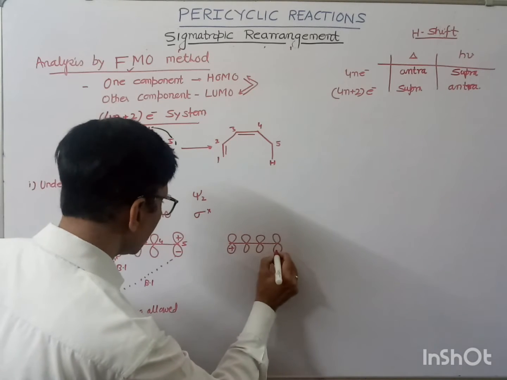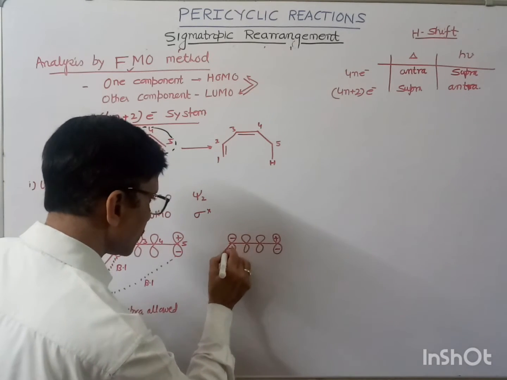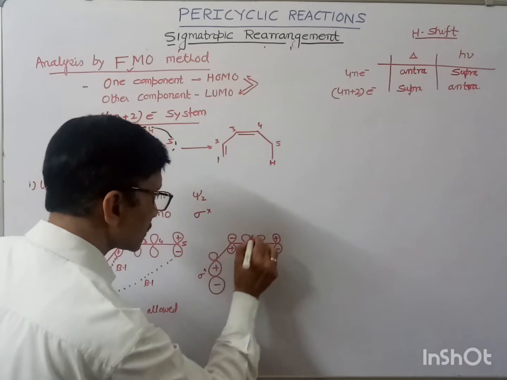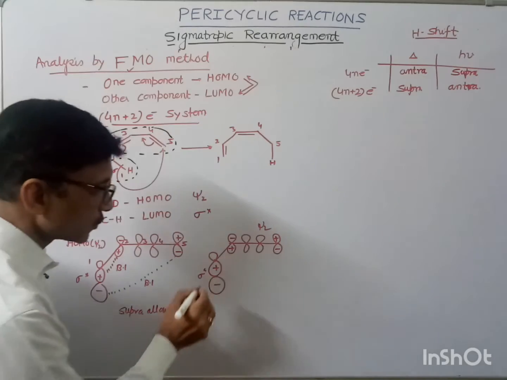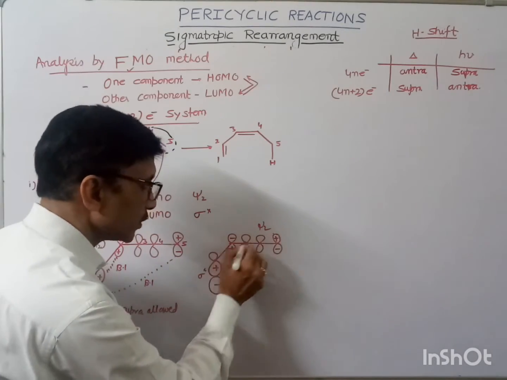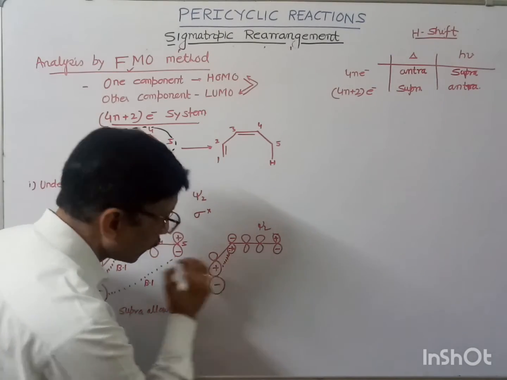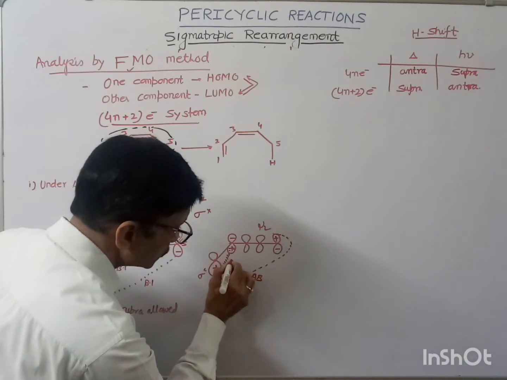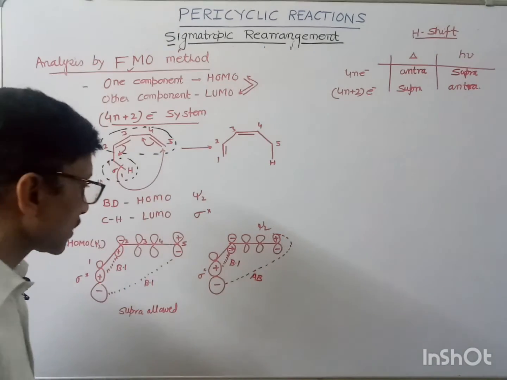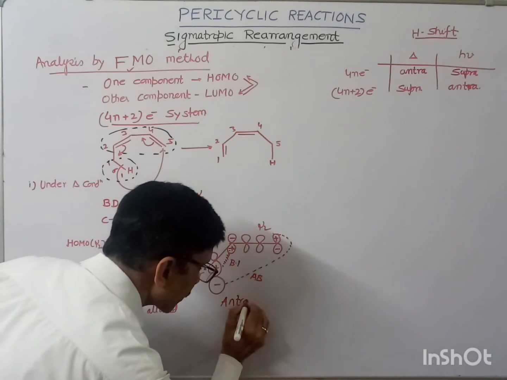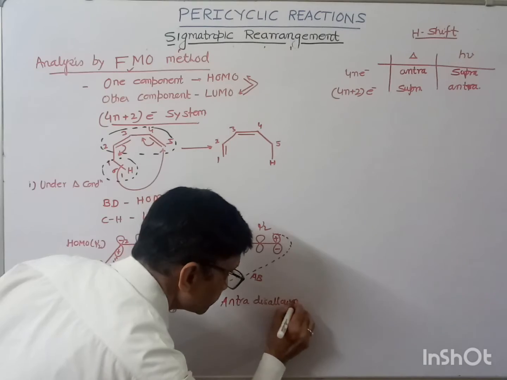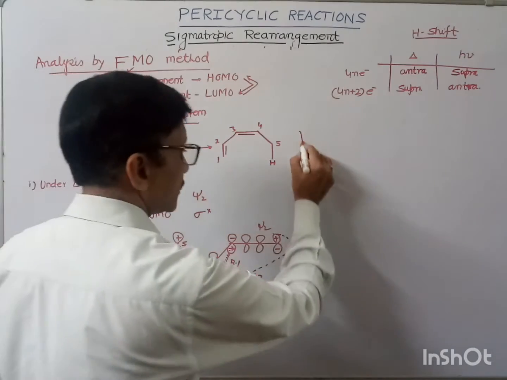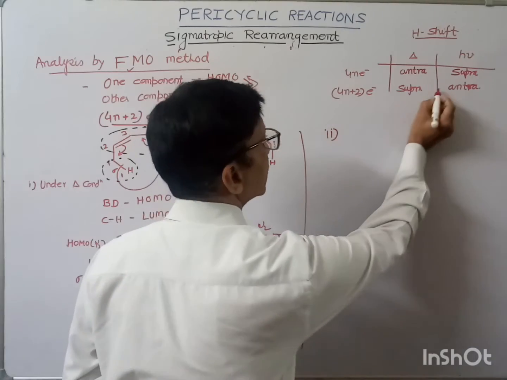Again, positive, this is negative, this is positive, this is negative. This is sigma star, this is our side 2. And if you will go for the intra, means opposite lobes should interact in an intra. So now this will interact to form a bonding, but here this will interact to form an anti-bonding interaction. This is anti-bonding interaction, this is bonding, this is anti-bonding. So anti-bonding interaction is disallowed. So that's why intra is disallowed.